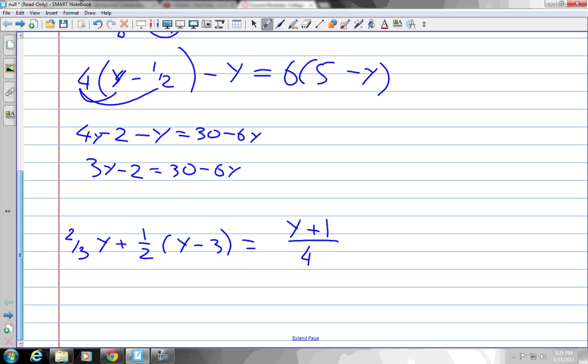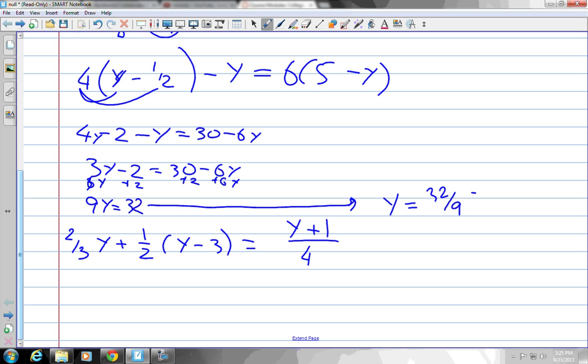Is that right? Now what? Add the 2 to 30, add 6y to 3y. Is that okay? So it gives you 9y equals 32. Is that okay? So what is y? 32 over 9. Is that right? Which is 3 and 5.